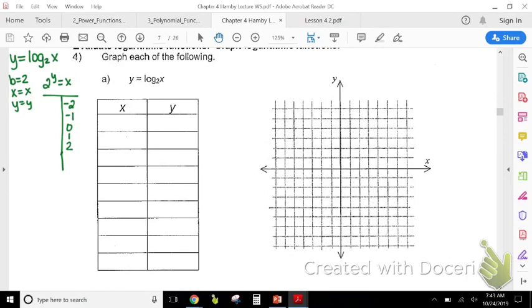And remember, because it's a logarithm function, we're going to have an asymptote. What kind of an asymptote? Vertical asymptote. And where's it going to be at? X equals 0.